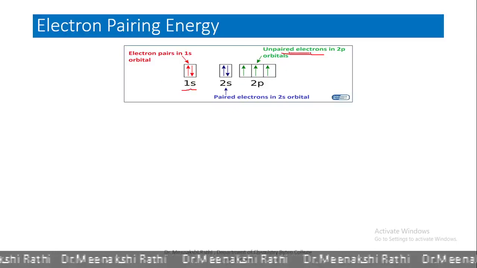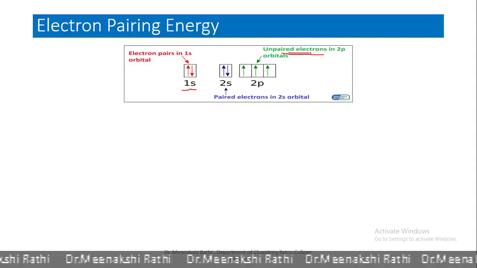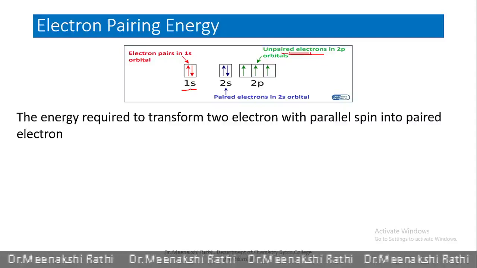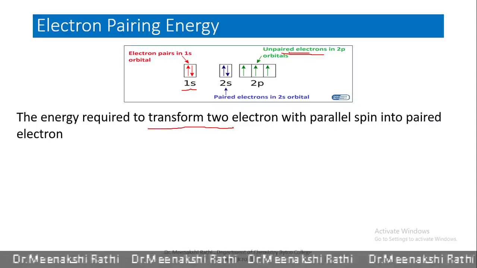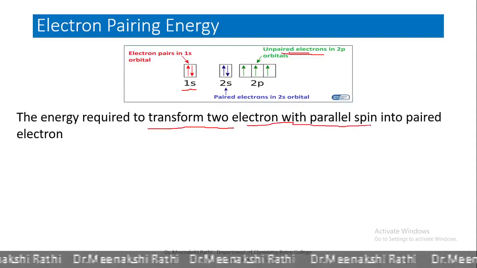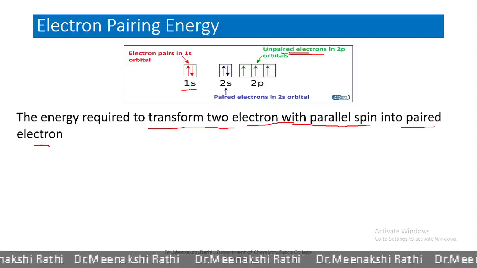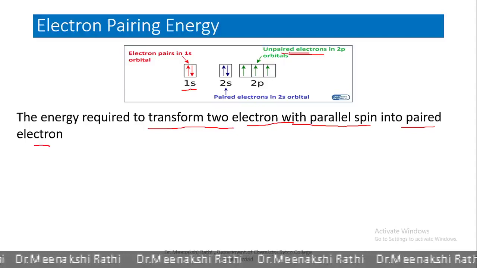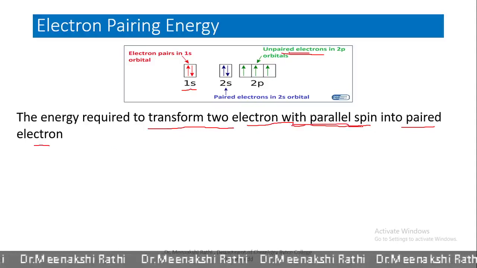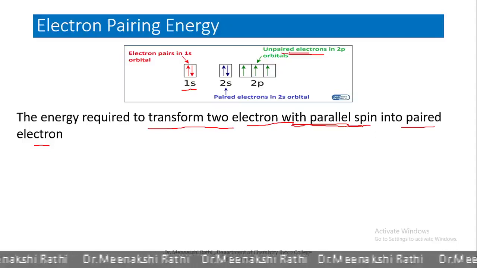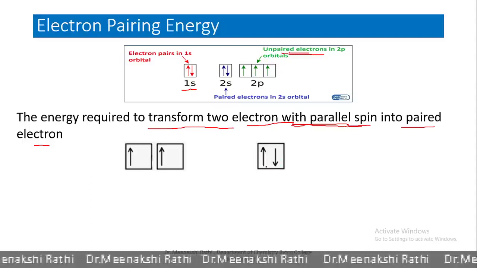Okay. Now let's define the pairing energy, or electron pairing energy. Pairing energy of electrons can be defined as the energy required to transform two electrons with parallel spin into paired electrons. When two electrons with parallel spin are present, they are in two different orbitals, while when electrons get paired, they remain in the same orbital.